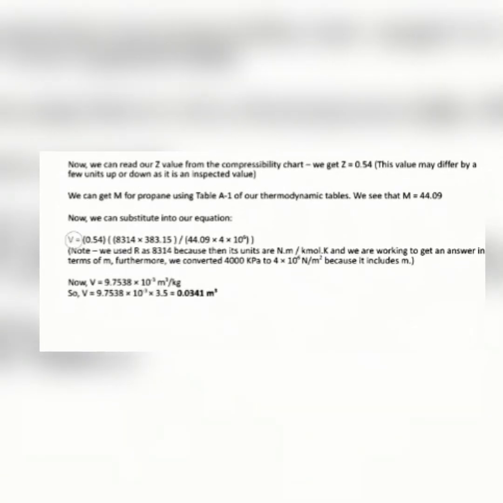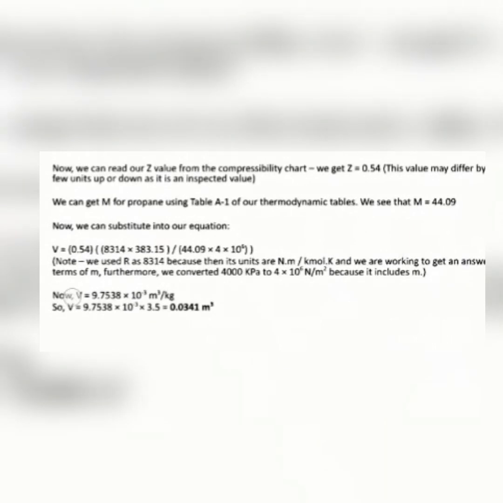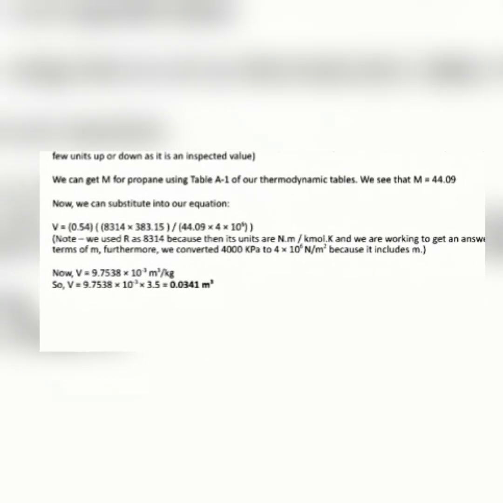We then substitute into our equation. And please note that we use our R value as 8314 because these units better align for us to find our answer in meters cubed than when we use 8.314. Once we find our V value, we can see that the units are meters cubed per kg, but we want our answers in meters cubed. So we have to multiply by the mass in kgs, and then we will get our V alone as this value.